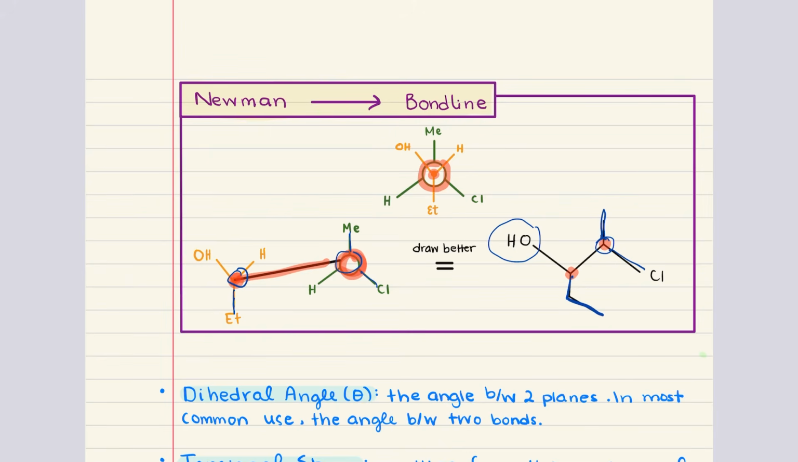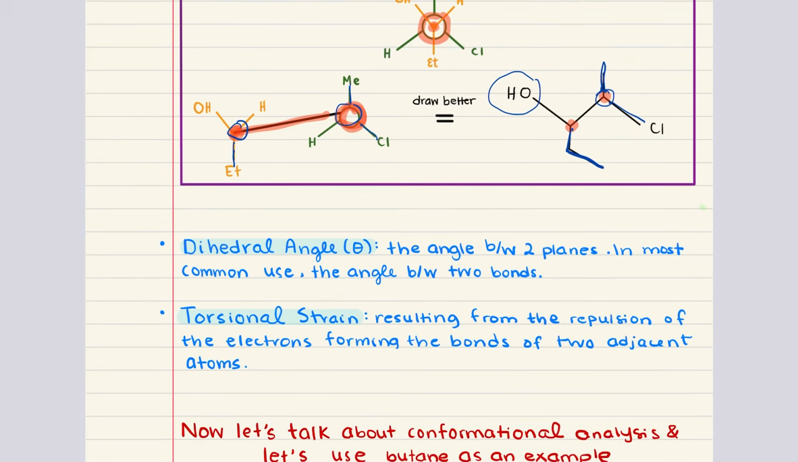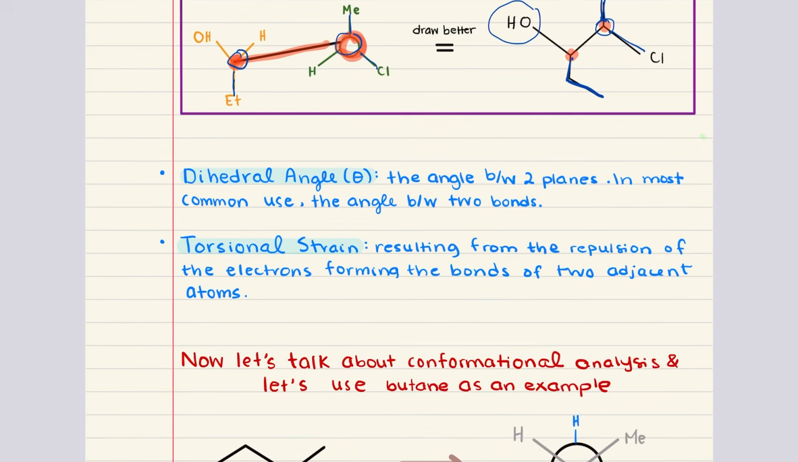So, now that we've explored how Newman projections help visualize conformational isomers, let's dive deeper into conformational analysis. Conformational analysis involves evaluating the stability of different conformations of a molecule by examining factors such as torsional strain and steric interactions. These factors determine how favorable or unfavorable a particular conformation is from an energetic perspective.